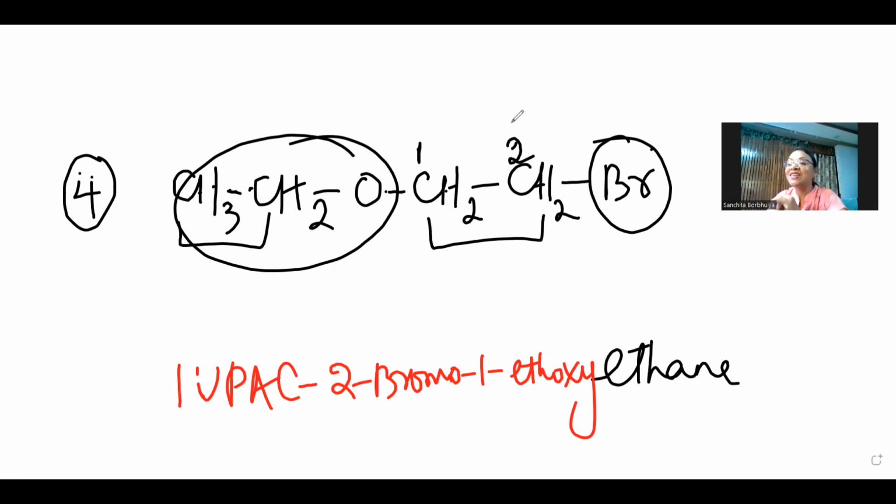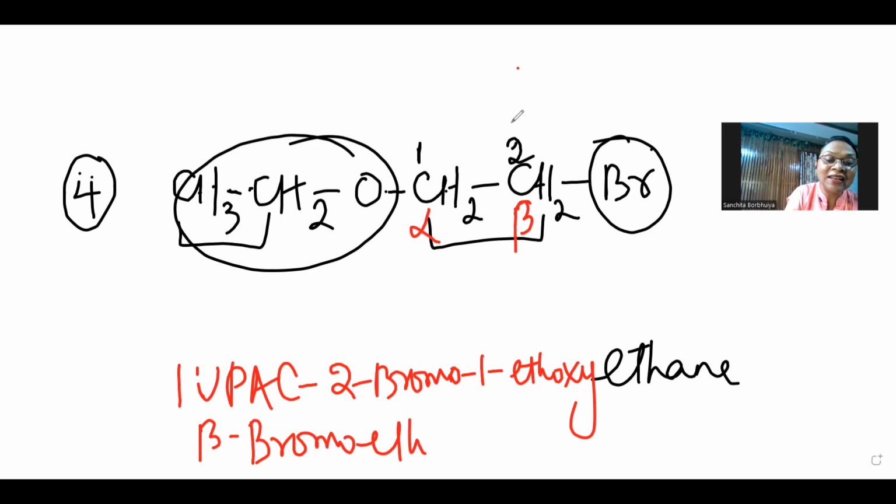And does it have a common name? Let us try and figure it out. So we have diethyl ether. But if you consider this as the alpha carbon and this as the beta carbon, you can write that there is a beta-bromoethyl ethyl ether.